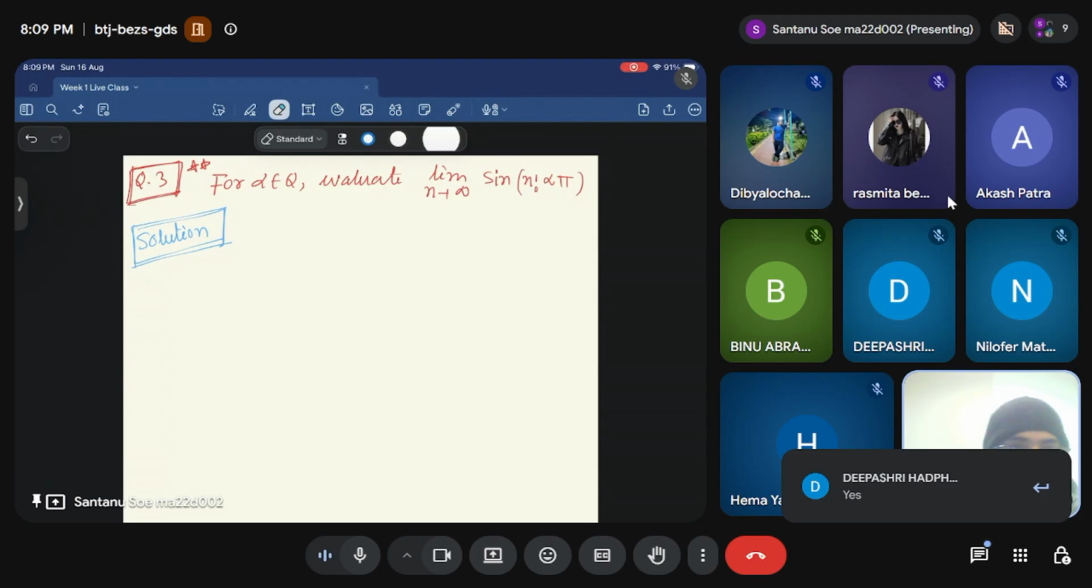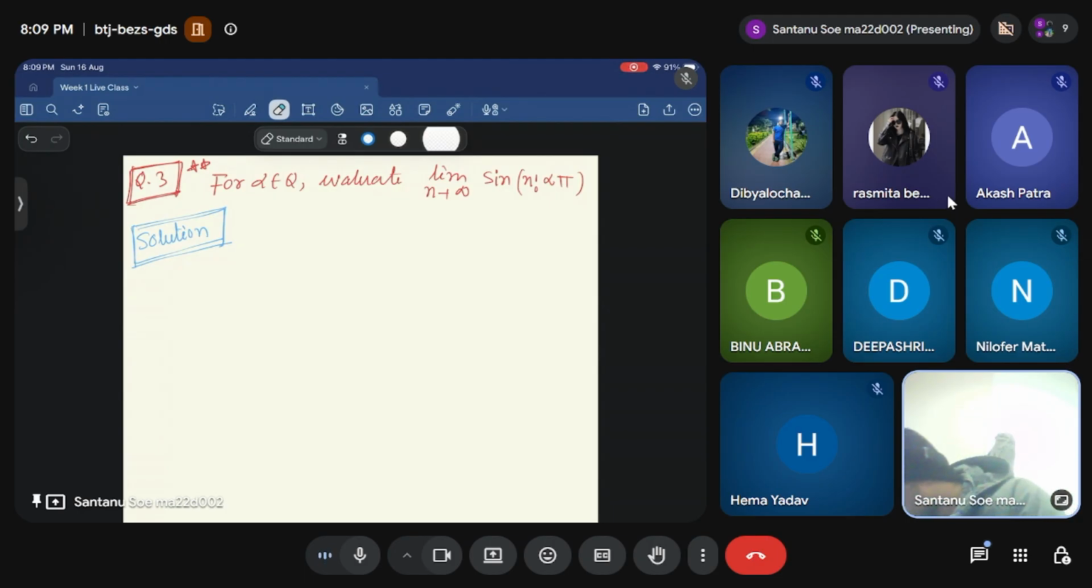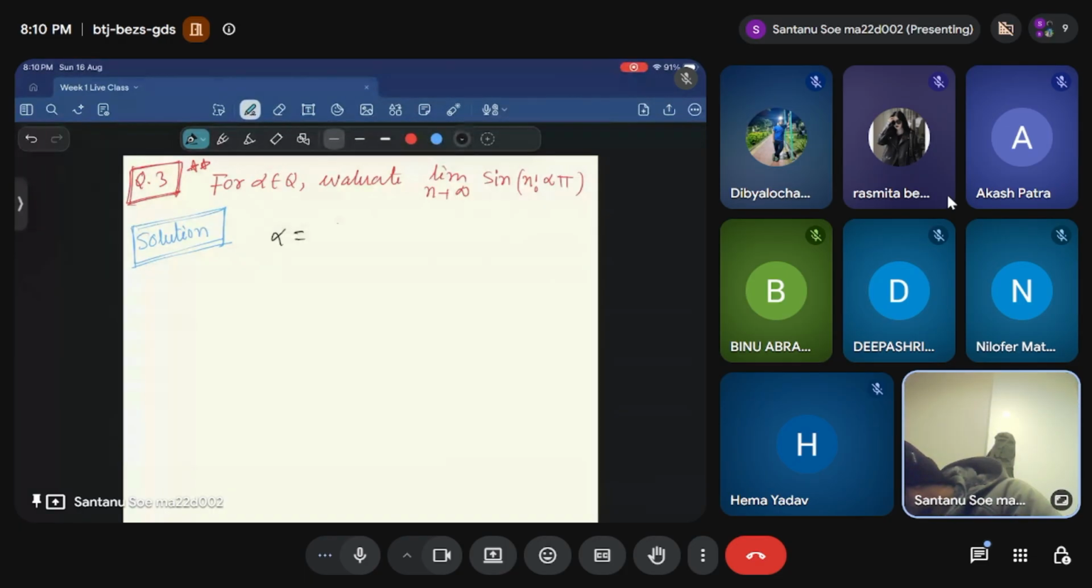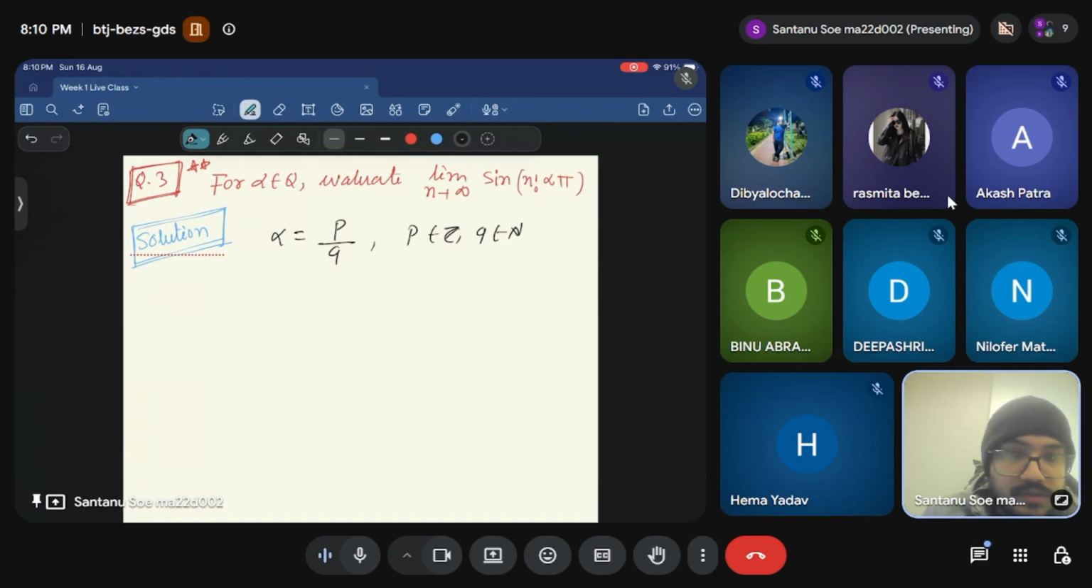So let me explain what is going on here. Note that alpha can be written as a ratio of two integers. Specifically, you can say that alpha equals p by q, where p is an integer and q is a natural number. Remember, here alpha is fixed, given any alpha. It's not like for every alpha. So the question you have to understand first.